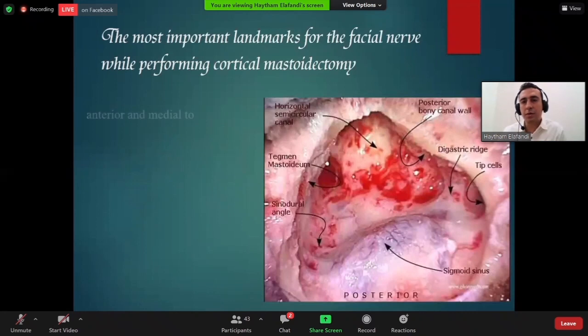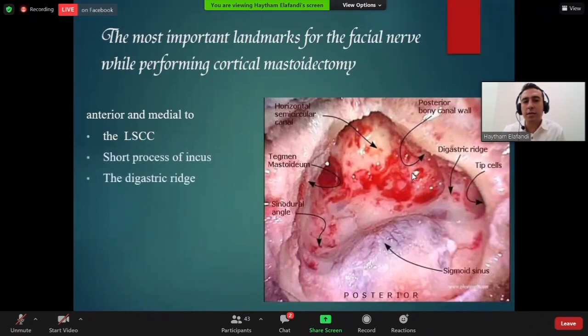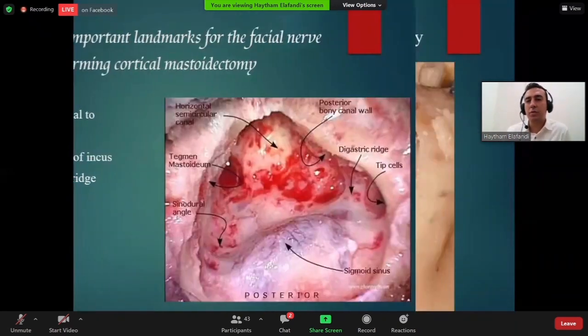Let's see this picture. First, the nerve is anterior and medial to the lateral semicircular canal. This is the lateral semicircular canal. It's anterior and medial to it. The short process of the incus will be here pointing towards the anterior border of the facial nerve, and here is the digastric ridge. The facial nerve will pass medial and anterior to it. This landmark is very important, so we'll take many pictures to explain it.